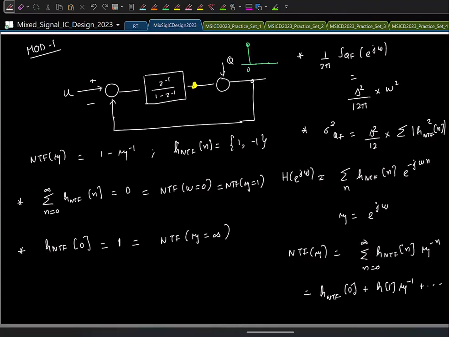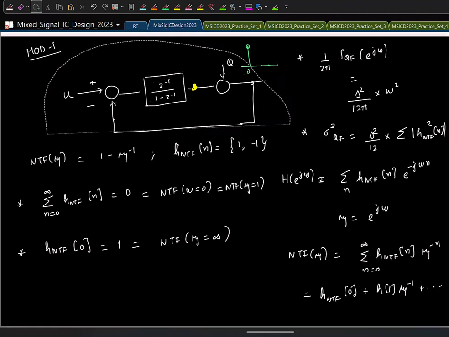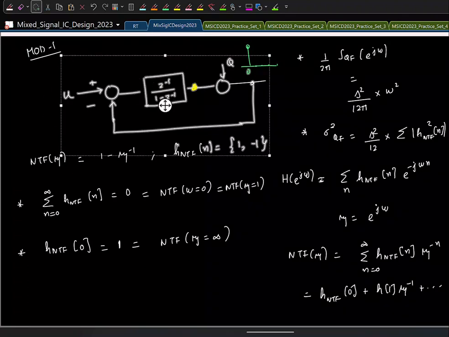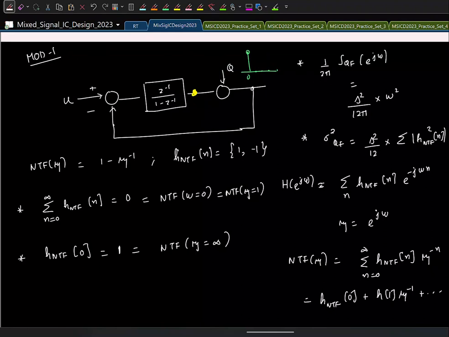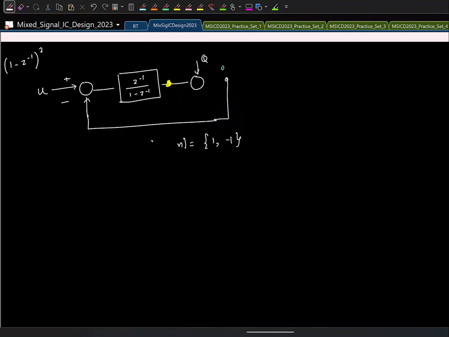Let's keep extending it. So now let us say I want to have a second order NTF. So this is my first order NTF. Let me copy this. What will I change here to get a second order NTF? Instead of this integrator, I should have something else. So let us say this is some L of z.